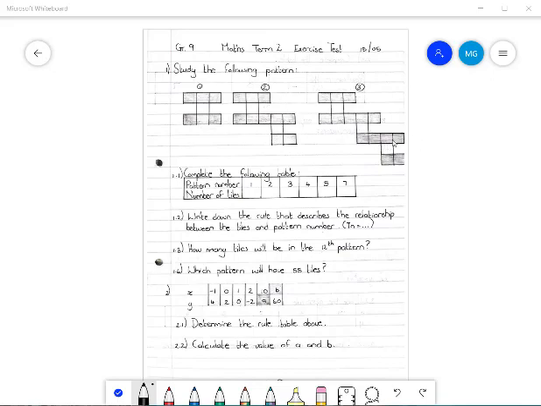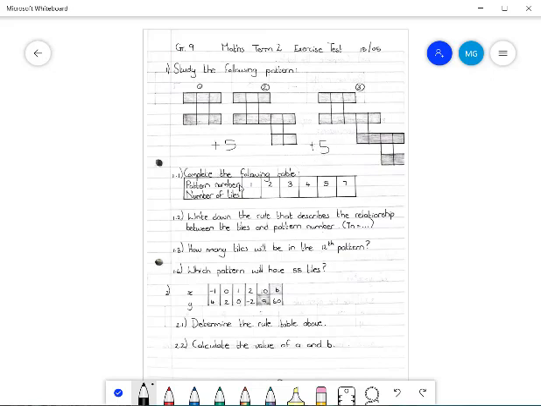So the first question they ask you is, study the following pattern. Okay, so there we see at term 1 there's 7 tiles. Term 2 there's 7 tiles and then 5 was added. And at term 3 there was 7 and then the 5 that was added and then another 5 that's added. So every time there's 5 tiles that are added to each term, meaning it increases by 5 each time.